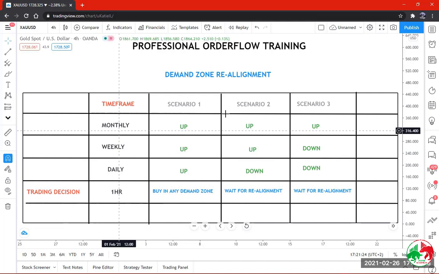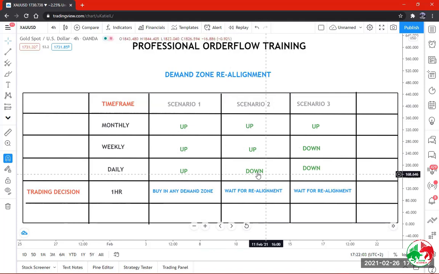So now for scenario two, right? If the monthly candle is bullish and the weekly candle is also bullish, but the previous daily candle is bearish, then you simply wait for realignment. It simply means the daily is not in line with these two time frames. This would require experience, but the convenient scenario is this one. I'm always using this scenario one. Scenario two will require just experience. So I would advise you to just stick to scenario one.